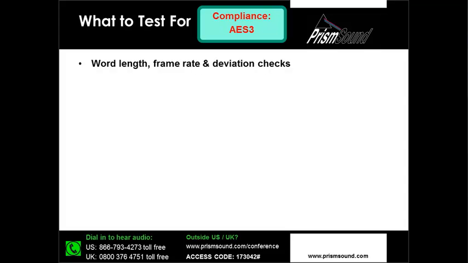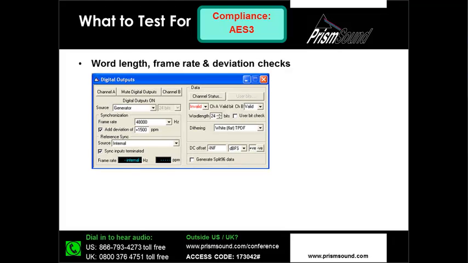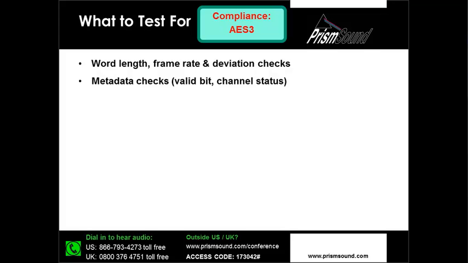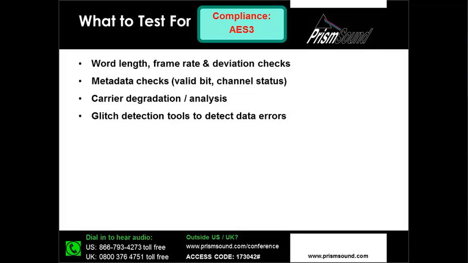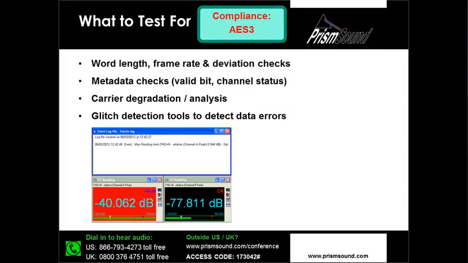And on the compliance side of things, again, there are a number of areas that you might want to check. For example, looking into word length, frame rate, and frame rate deviation checks. You might want to investigate the metadata that's embedded in the AES interface. You might want to look at the actual carrier itself, looking at the carrier amplitude, the jitter amplitude, perhaps even the carrier waveform itself. And you might want to perform some checks over extended periods of time to see whether you have any intermittent glitches or dropouts that will only be detected if you run an extended test.